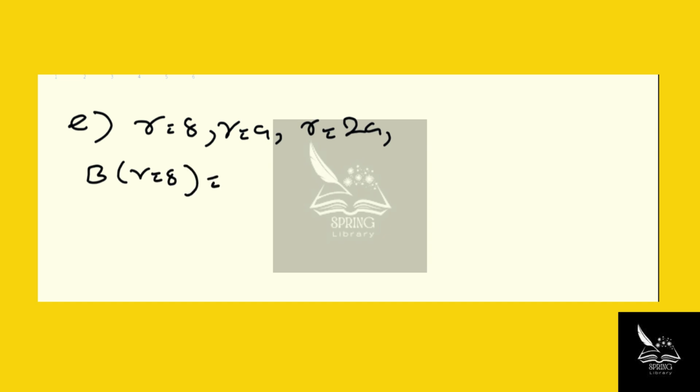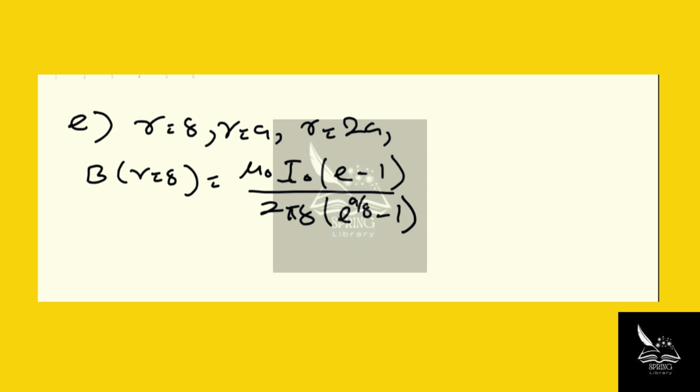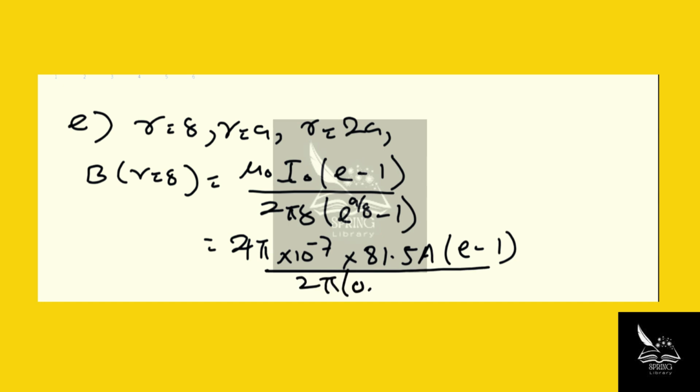Part E of the problem. Finally, we need to evaluate the magnitude of the magnetic field at r equals delta, r equals a, and r equals 2a. For r equals delta, from the above equation, we can write mu naught I naught times e minus 1 divided by 2 pi delta times e to the a over delta minus 1. So we substitute the values: 4 pi times 10 to the power minus 7 times 81.5 amperes, which is I naught, times e minus 1 divided by 2 pi times the delta we have, 0.025 meter, times e to the 0.050 over 0.025 minus 1. This gives us B at r equals delta to be 1.75 times 10 to the power minus 4 Tesla.